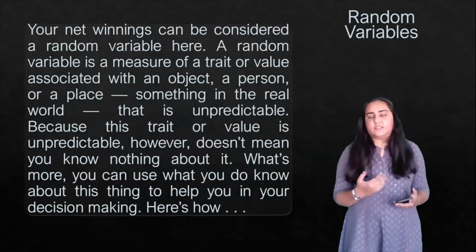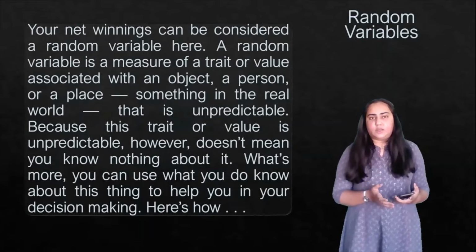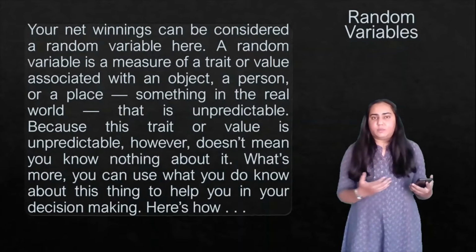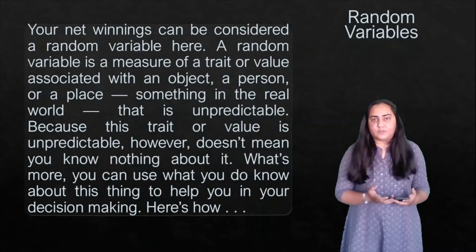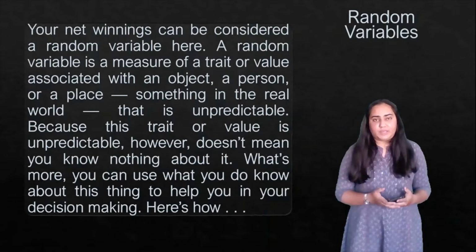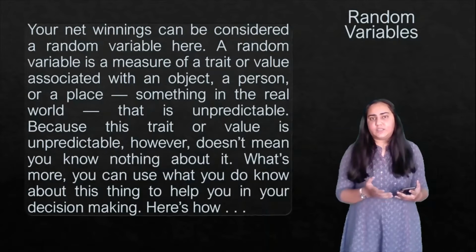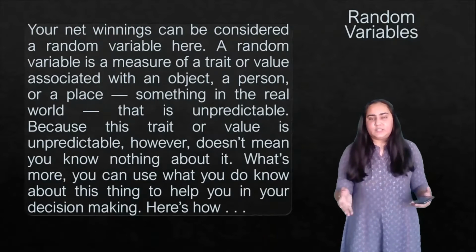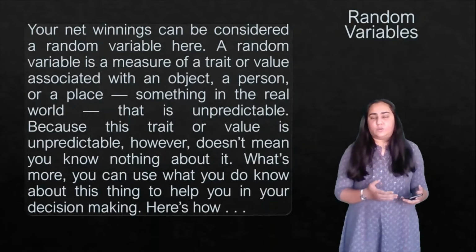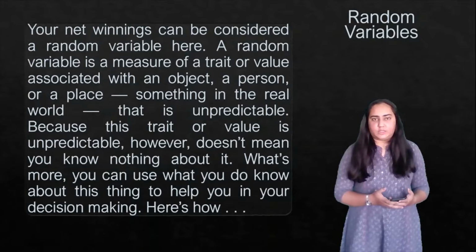So when you're making successive bets, that means you want to play the game maybe 5 times or 6 times in a row and see how many of those times the ball actually lands on a black slot. So that would be successive bets, and your net winnings can be considered a random variable here. Because if you're playing 6 times, then what are the total times out of those 6 where you're winning and how much money you're getting?